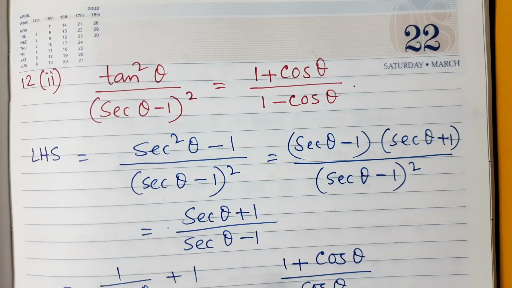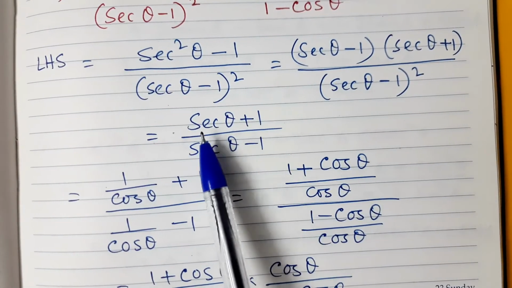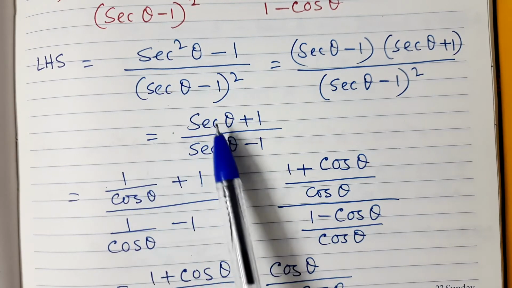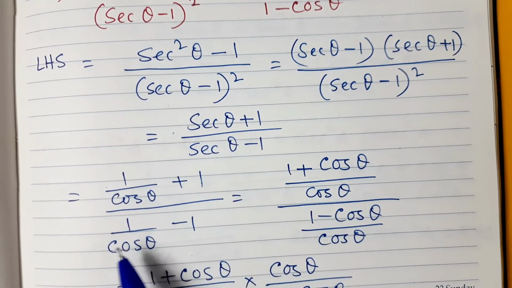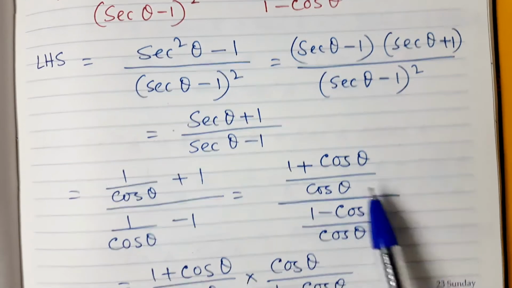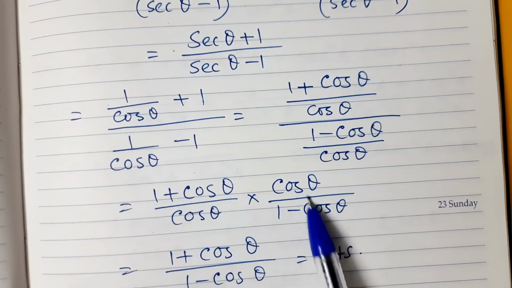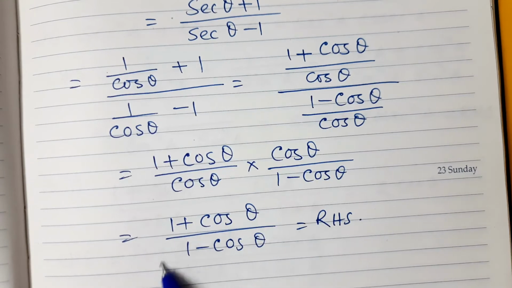It is like the previous one. So you write sec in terms of cos. So it is 1 by cos, and this sec also it is 1 by cos. Okay. And do the LCM, and after the calculation you will get your answer. Okay. That is the required right hand side.